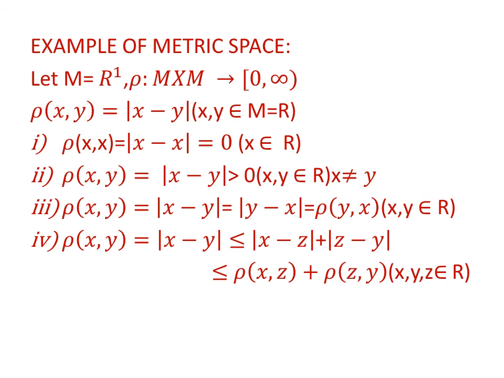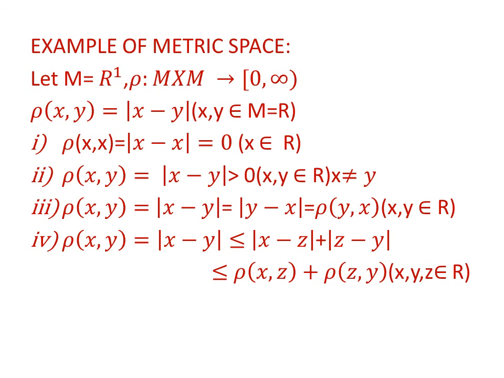Example of metric space. Let M equal to R. The function rho from M cross M to the half closed interval 0 to infinity. The metric rho of x, y is defined as modulus of x minus y, x, y belongs to R. First one, rho of x, x equals modulus of x minus x, which is equal to 0, x belongs to R. Second one, rho of x, y equals modulus of x minus y, which is greater than 0, x, y belongs to R, x not equal to y. Third one, rho of x, y equals modulus of x minus y, which is equal to modulus of y minus x, which is equal to rho of y, x, x, y belongs to R.